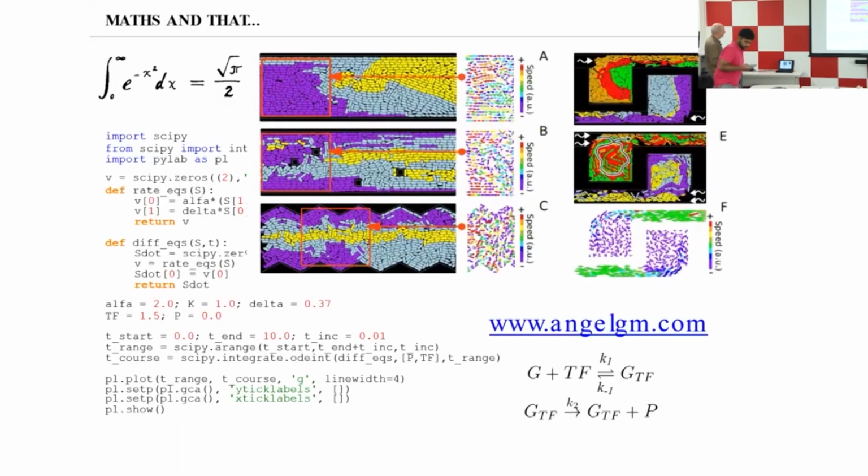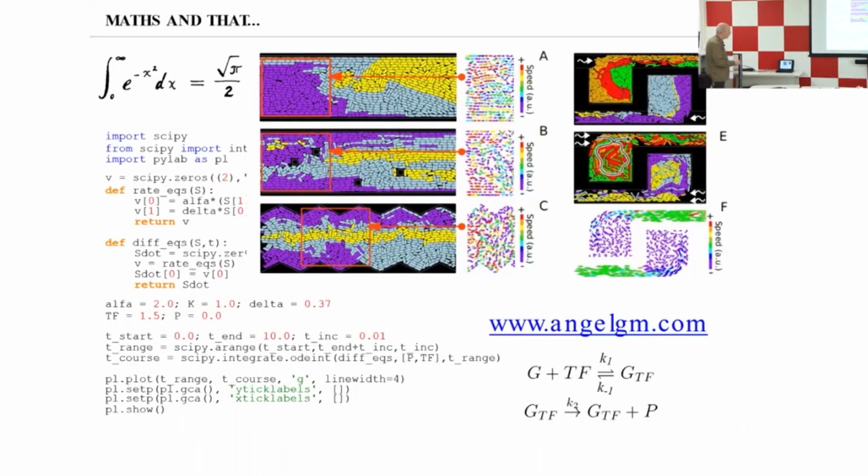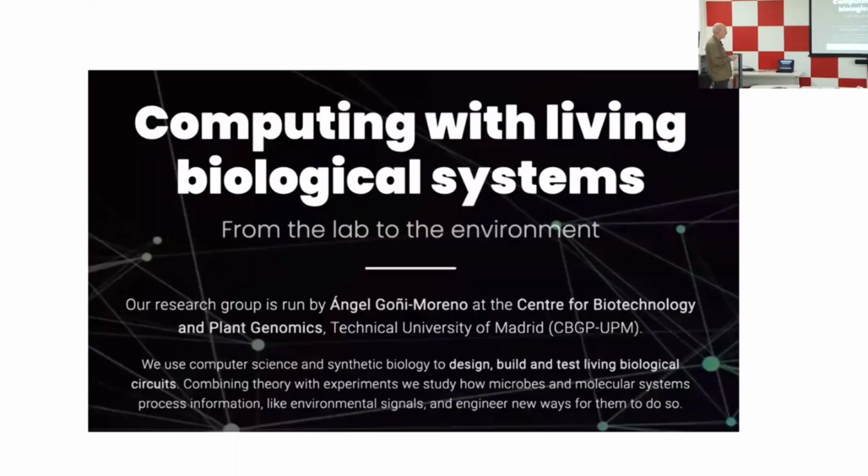I just want to finish this part on the circuits by directing you to this page here, Angel GM. Angel is the director in my center of a laboratory that is computing with living biological systems. If you go to this web page, you can have all types of information on everything that I've told you today, because he's been one of the pioneers in this type of approach. So I leave you at this point. I think we should go for a coffee, for a break. We still have things to tackle.